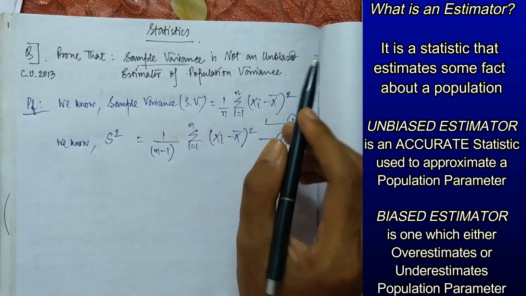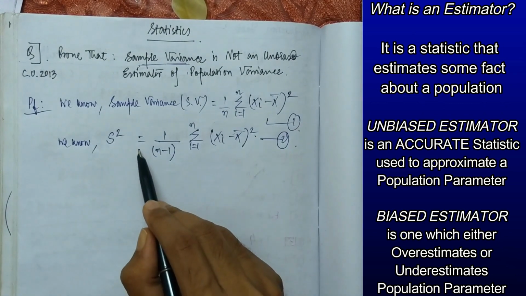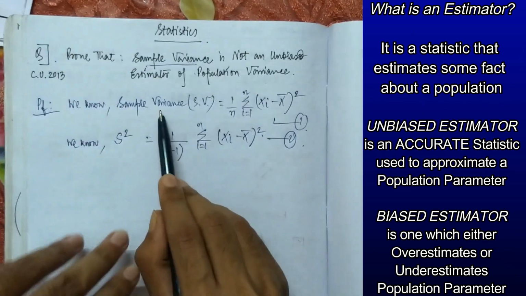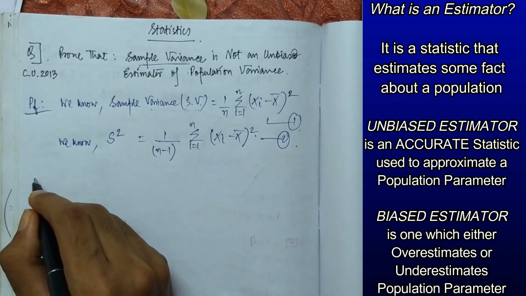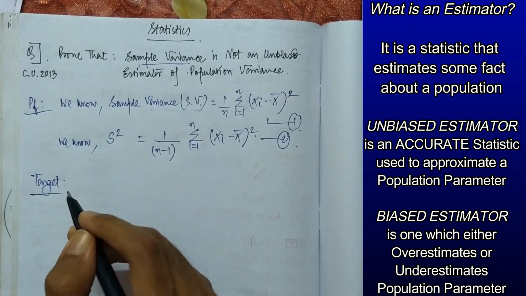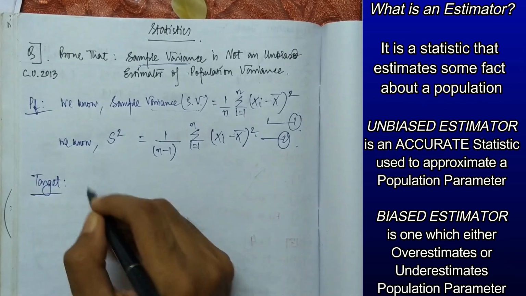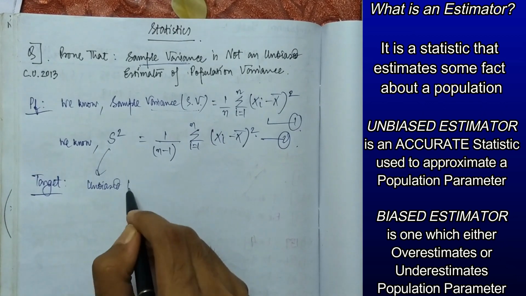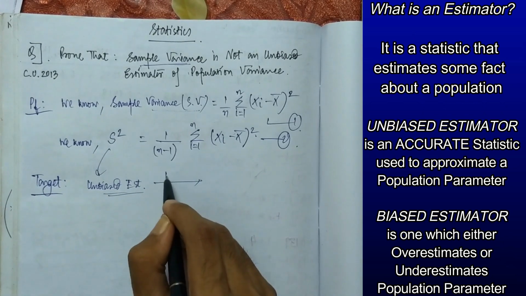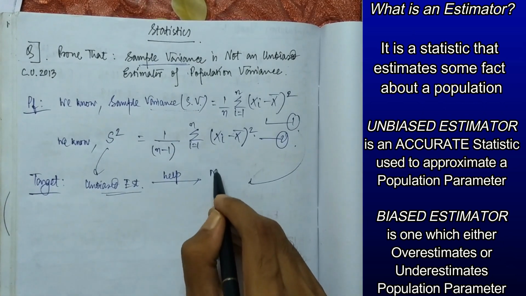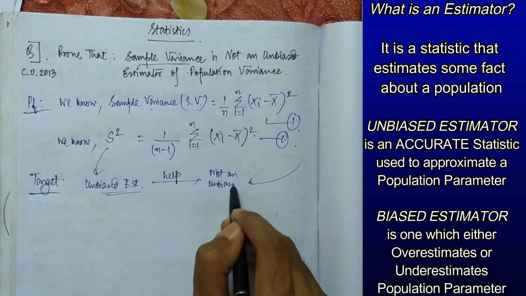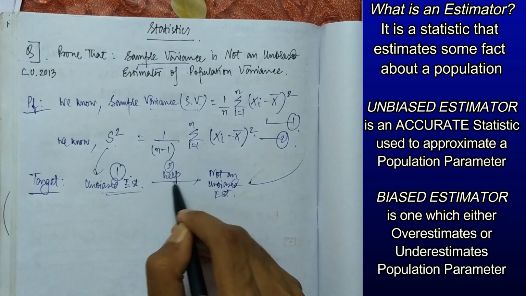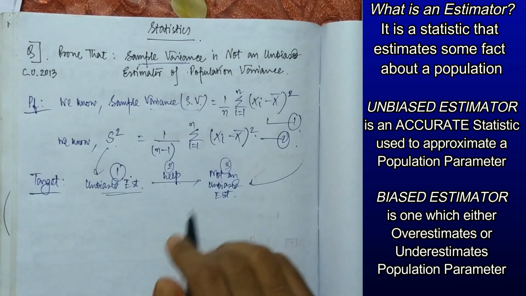Now our target is to show that S square is an unbiased estimate of the population variance, with the help of which we will show that sample variance is not an unbiased estimate. So what is our target? Let us at first draw the flowchart which would help us to better understand our targets and the process through which we need to go. So at first we would show that S square is unbiased estimate. Now taking the help of this, we will show that this sample variance is not an unbiased estimate. So our first target is to show that S square is unbiased estimate. Second, we will take the help of this. Third, we will show that sample variance is not an unbiased estimate.